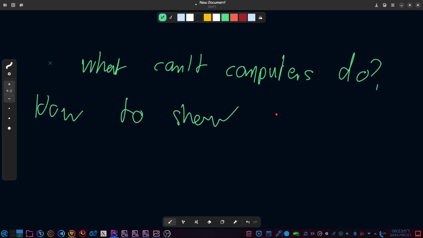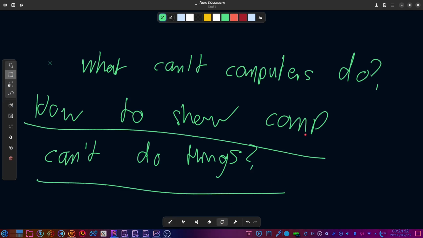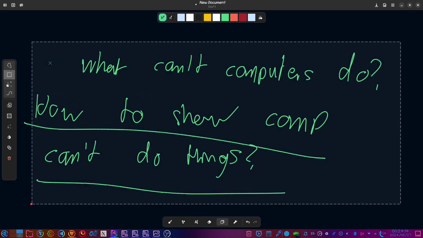How to show computers can't do things, right? Reductions are one of the answers to this second question here. How do we show computers can't do things? Well, show computers can't do things.